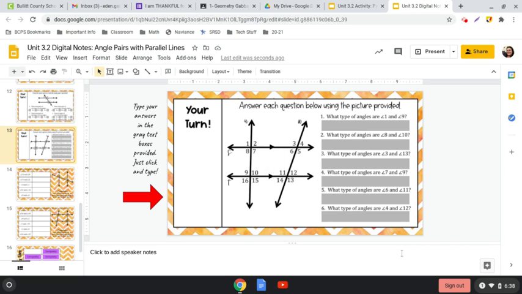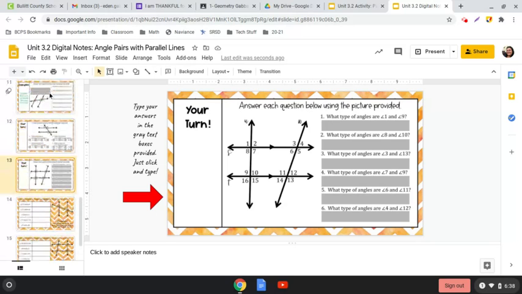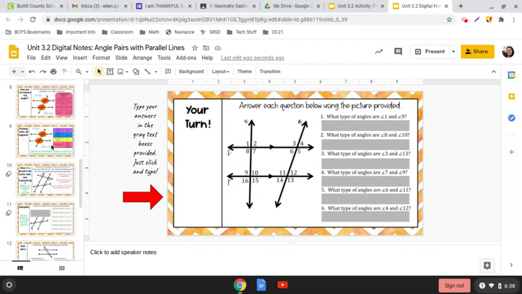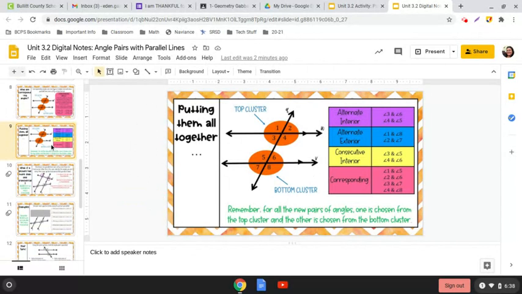Hello and welcome back to Unit 3.2. We're talking about angle pairs that are created when we have parallel lines and a transversal. Just a reminder, you can go back through your notes and check these out, but we're talking about alternate interior angles, which are going to be the angles that are inside the parallel lines but across from each other.